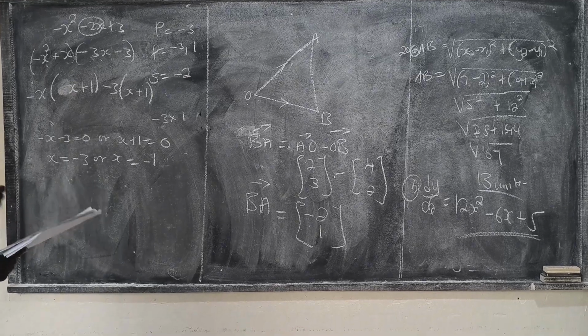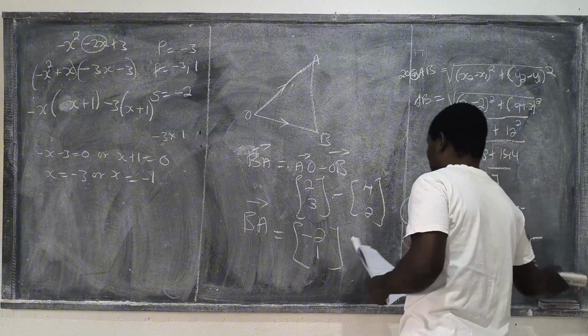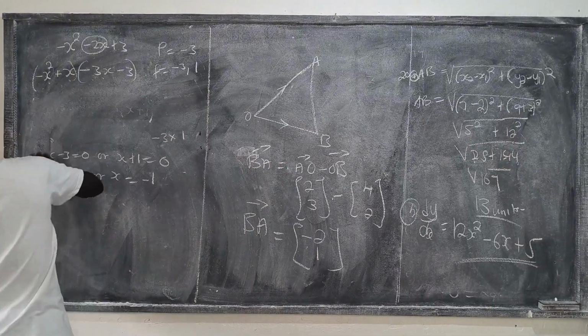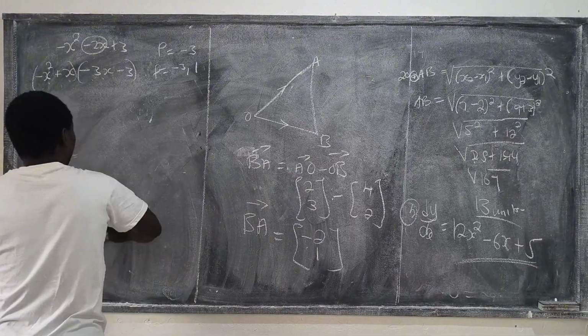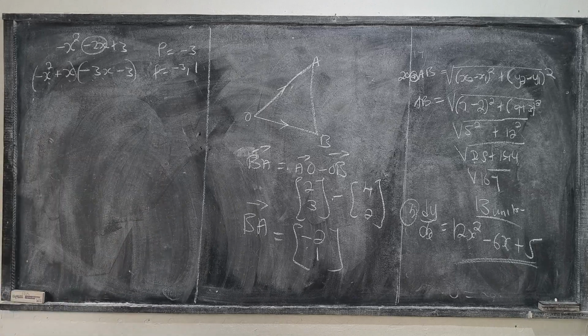Okay, so something is missing here. We need to have a positive and a negative answer, not both negative answers. Let us come back to the question and see what we are getting here. We need to have a positive and a negative answer, not both positive answers.